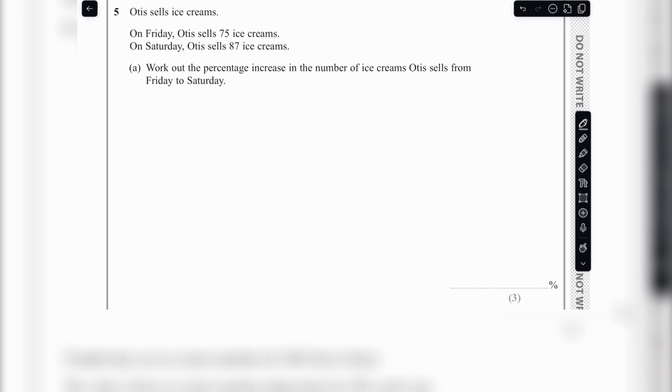In question 5, we are told that Otis sells ice creams. On Friday, Otis sells 75 ice creams. On Saturday, Otis sells 87 ice creams. Work out the percentage increase in the number of ice creams Otis sells from Friday to Saturday.